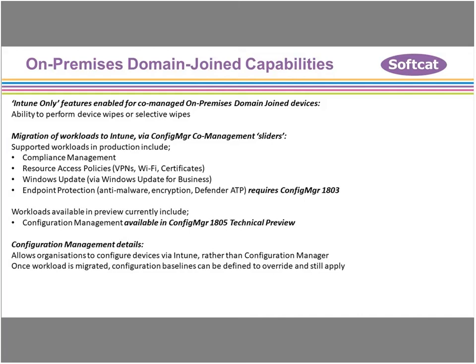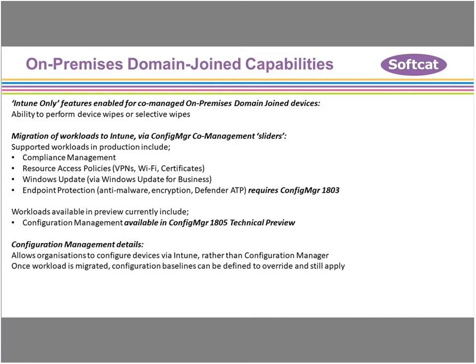In terms of the core management workloads that you can move, this is the function by function basis stuff that we referenced earlier. If you are running the minimum supported version of Config Manager, you will be able to migrate compliance management, resource access policies, which is essentially VPNs, Wi-Fi profiles, certificates, and Windows update policies. So you can say, rather than managing Windows updates through Config Manager, we want to use Windows Update for Business policies via Intune. You can do that with the minimum supported version.